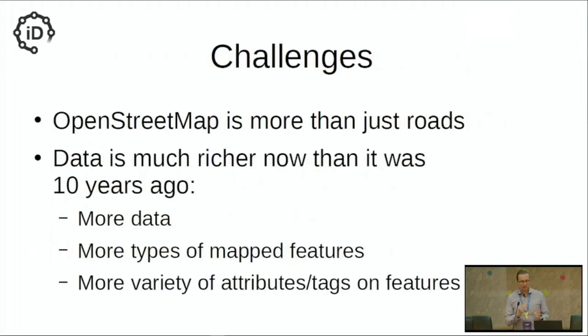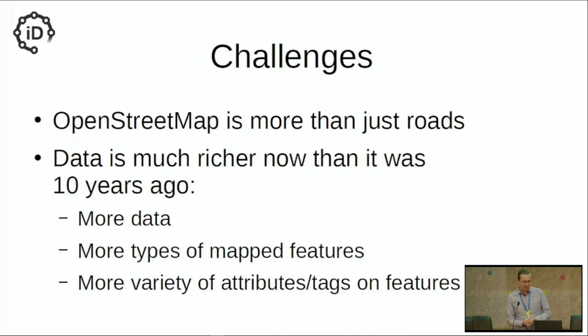So now to the main core of this talk. So I would argue that OpenStreetMap has probably started out as a project mostly focused around roads, but it's not that anymore. It's much more than that. It's also roads and buildings, but it's also not just roads and buildings. It's roads and buildings and points of interest. And it's even more than that.